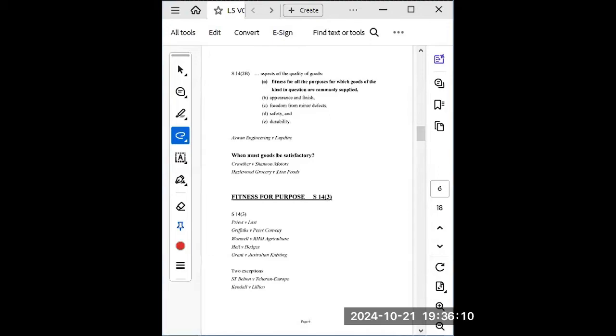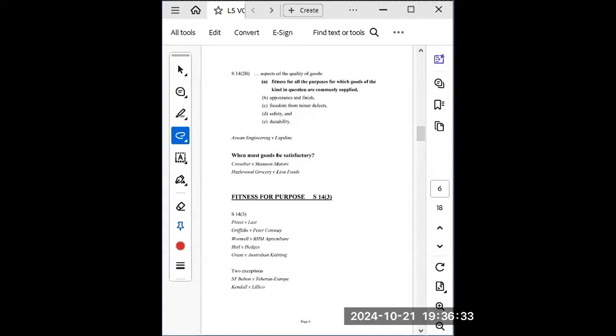To the question, when must goods be satisfactory? Well, the answer is at the time of sale and delivery. Now, Crowther against Shannon Motors, we looked at this case earlier. It was one of the second-hand car cases that broke down after no time at all.